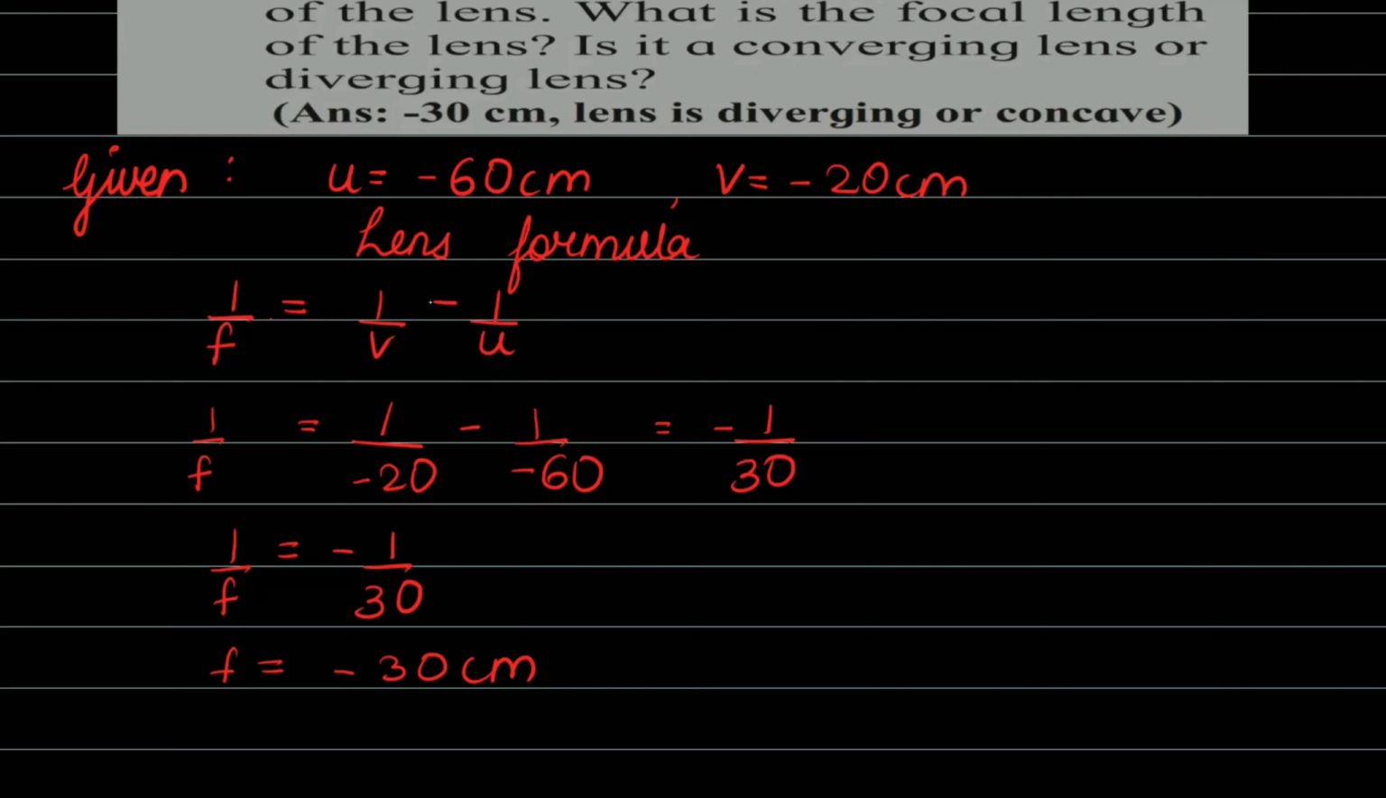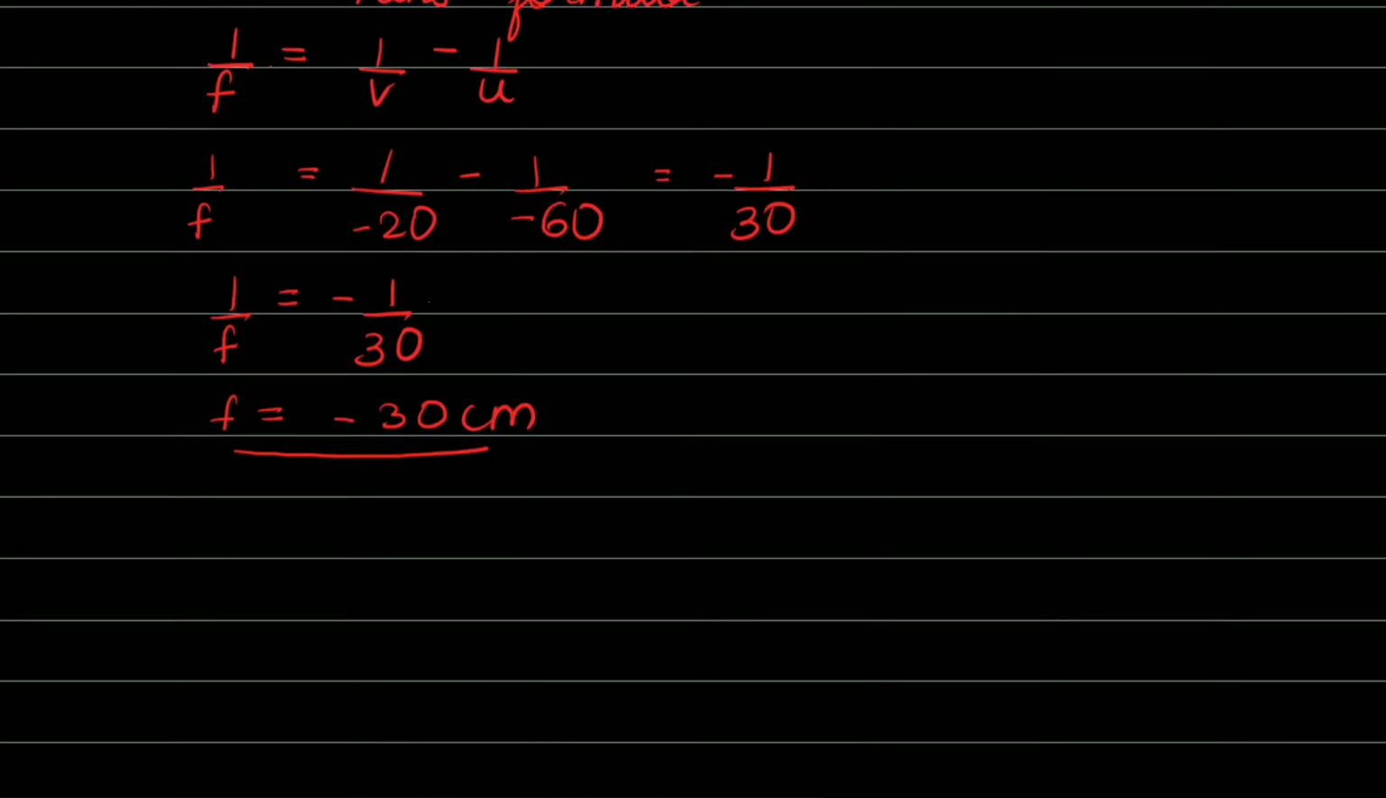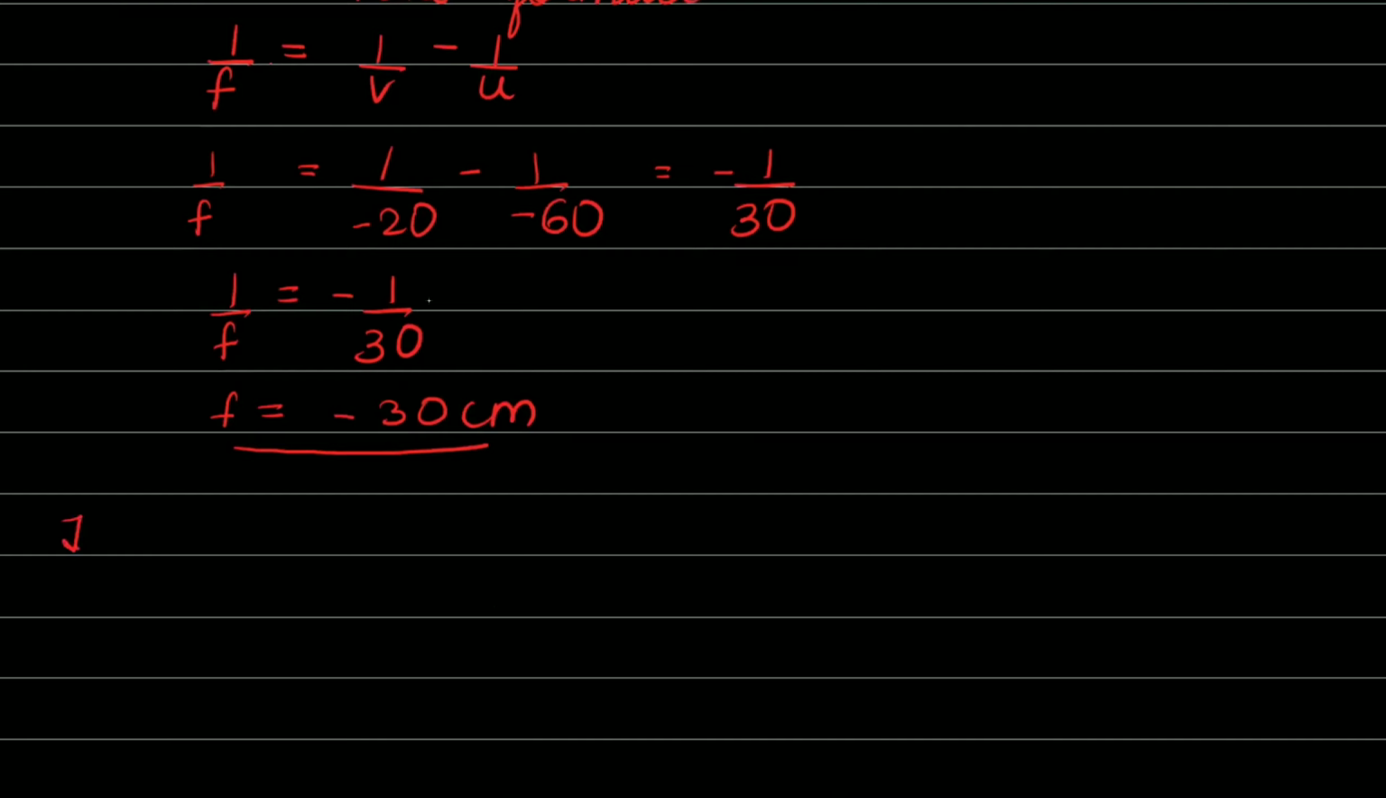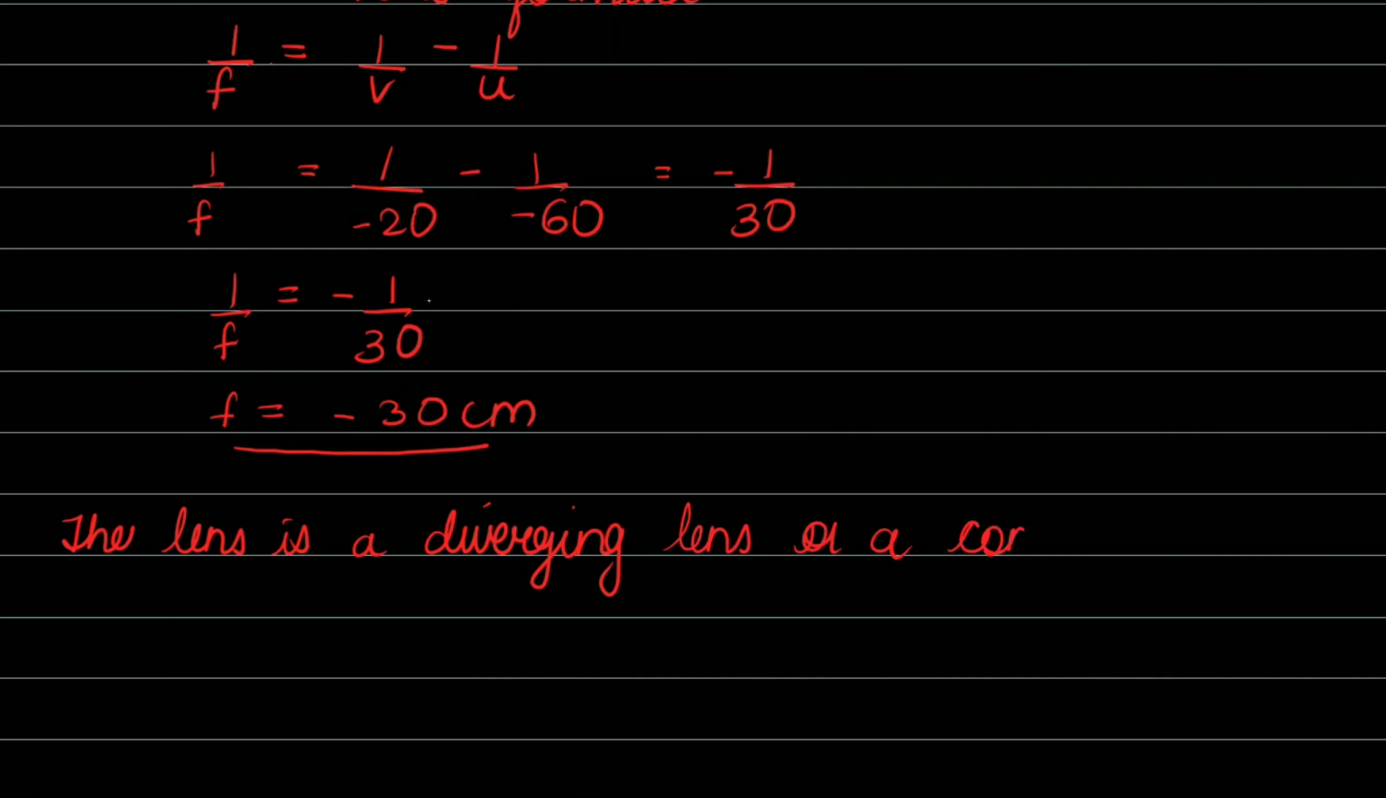Also, we have to state whether the lens is converging or diverging. Since the focal length is negative, over here we have got the focal length as negative, the lens is a diverging lens. Or you can say it is a concave lens.